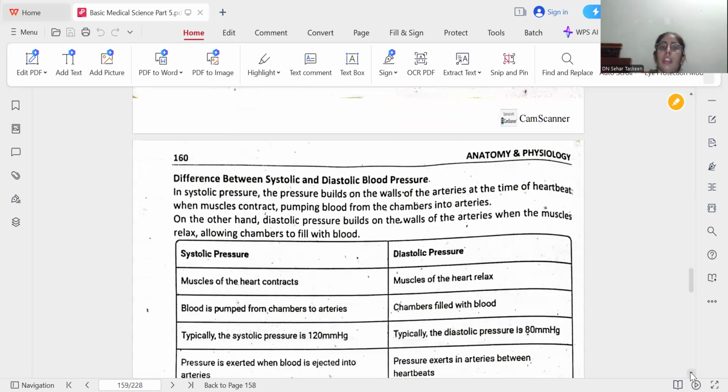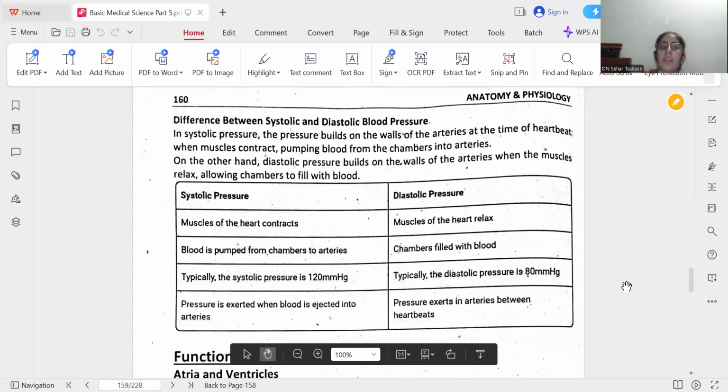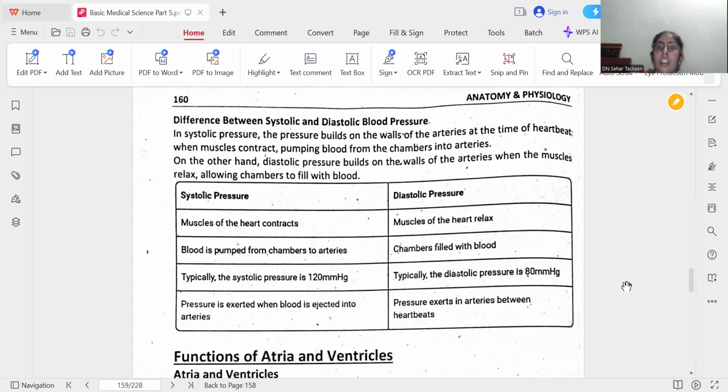Difference between systolic and diastolic blood pressure is important. In systolic pressure, the pressure builds on the walls of the arteries at the time of heartbeat, when muscle contracts, pumping blood from the chambers into arteries. On the other hand, diastolic pressure builds on the walls of the arteries when the muscles relax, allowing chambers to fill with blood. Systolic pressure: muscles of the heart contract. Diastolic: muscles of the heart relax. Blood is pumped from chambers to artery; chambers fill with blood.